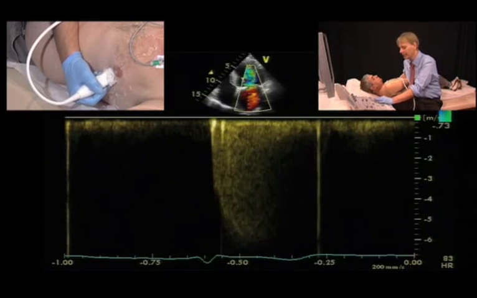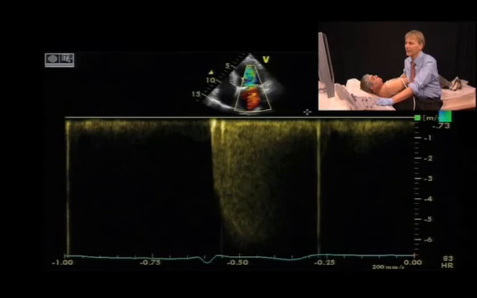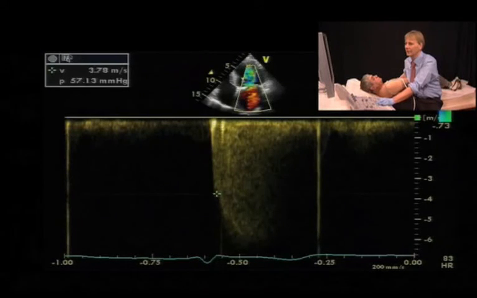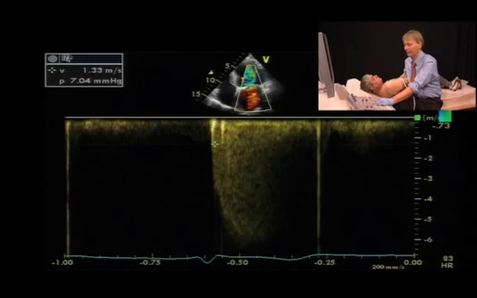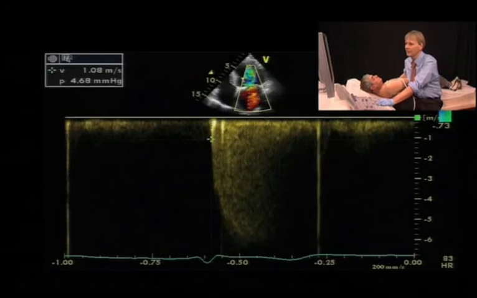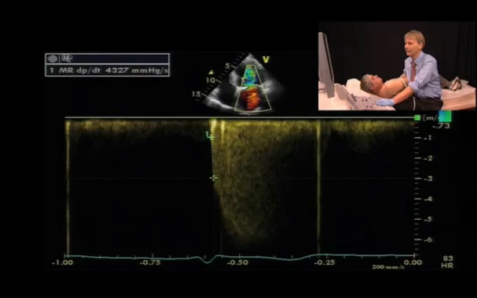What is nice about the signal is that we have a good discrimination here, especially of the beginning of the curve. This here is not so nice, but this does not really affect our measurement. So this is what you need to get: the early systolic phase of the regurgitant jet. And then we would measure the velocity between 1 and 3 meters. And this would then give us the dP/dt, which is very high, 4,327. So the patient has hypercontractile function. He's probably very anxious at the moment.